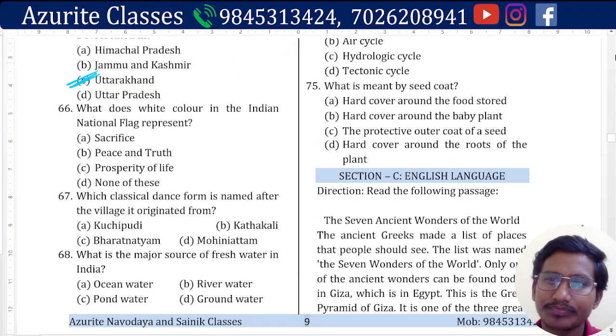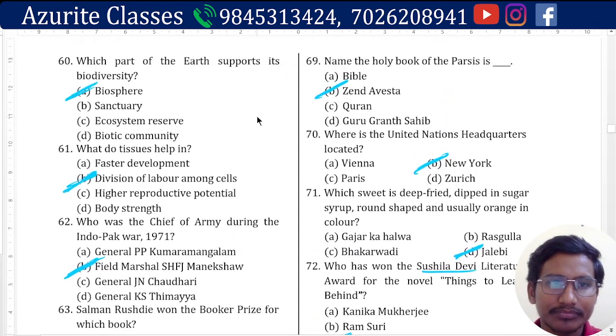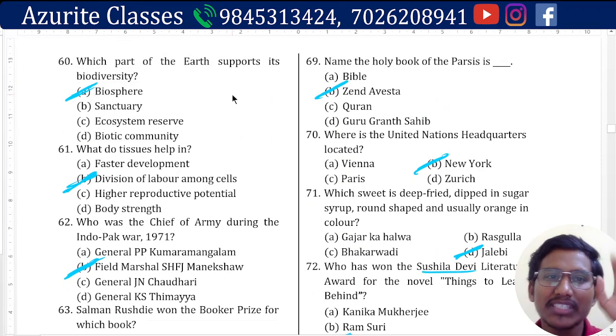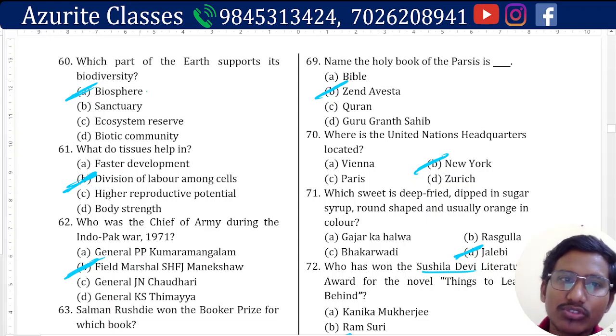Now let's go to 60. Which part of the earth supports its biodiversity? That is biosphere. Biosphere means that is the earth. Geosphere is earth.